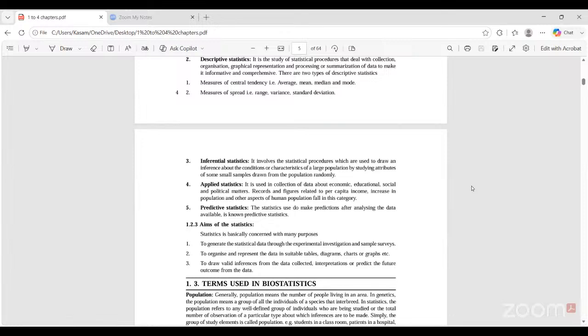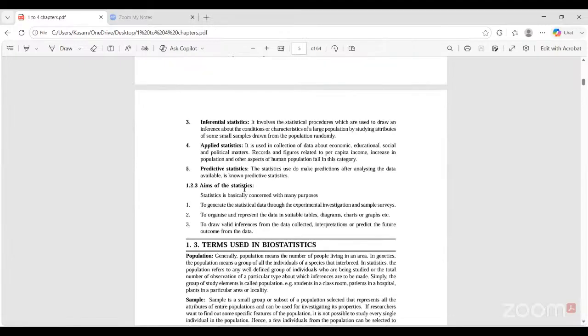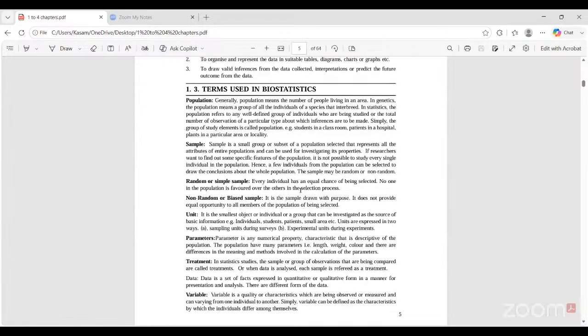Predictive statistics means making a prediction after analyzing the available data. So what is the meaning of sample?